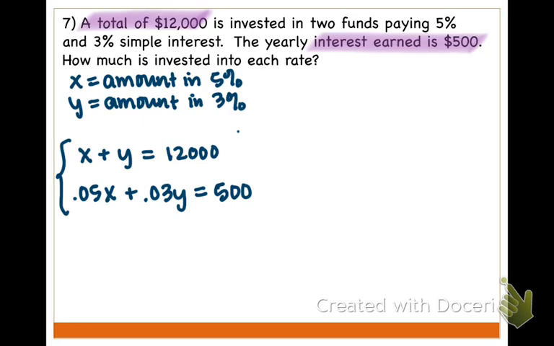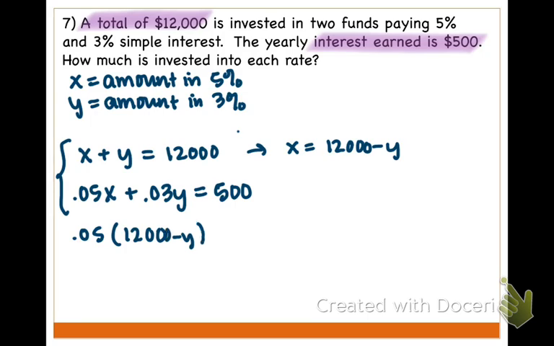You can use substitution, or if you remember elimination, you can do that as well. I'm going to do substitution. So I can take that top equation and quickly make this X equals 12,000 minus Y and plug that into that bottom equation. So I have 0.05X, but I don't want X anymore. I have 0.05 times (12,000 minus Y), plus 0.03Y is equal to 500.